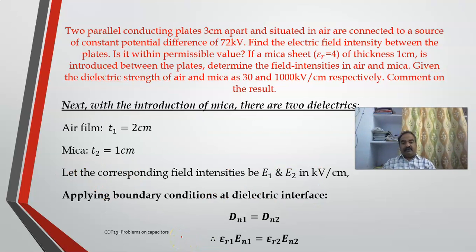Now, if I introduce mica, which means there is 1 cm of mica and 2 cm of air. Now, if you carefully see, you can do this in two different ways, but let us do it in a simple fashion. You know that this is a dielectric interface, right?